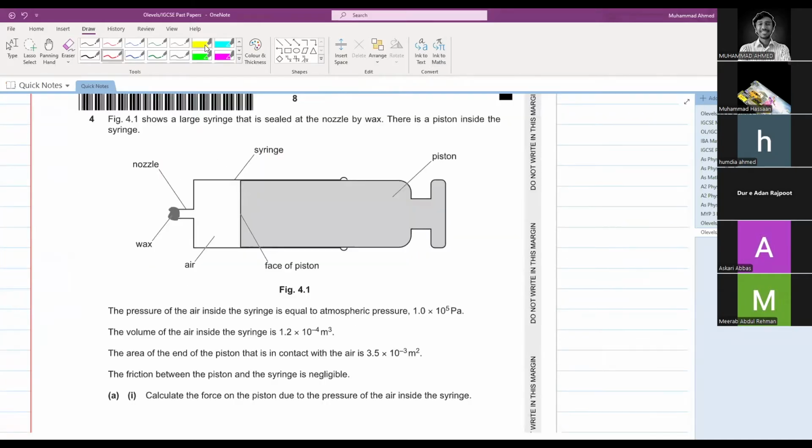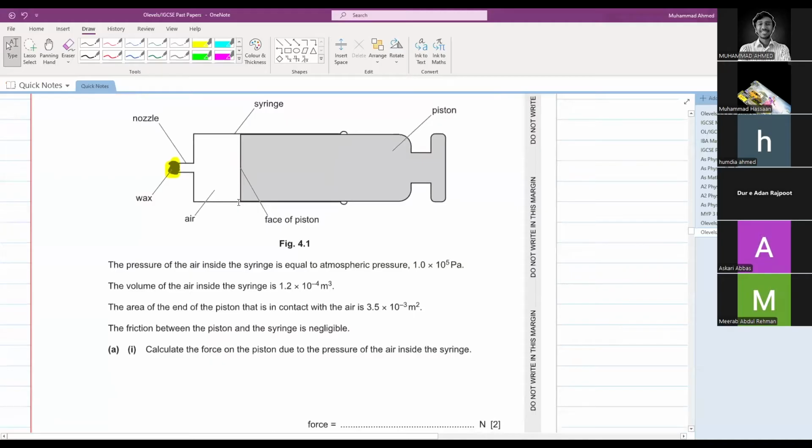Should we move forward? Figure 4.1 shows a large syringe that is sealed at the nozzle by wax. अच्छा भाई यहाँ पे nozzle जो है वो wax से sealed है. There is a piston inside the syringe. The pressure of the air inside the syringe is equal to atmospheric pressure. The volume of the air inside the syringe is this. So I can say this is my initial pressure and initial volume.